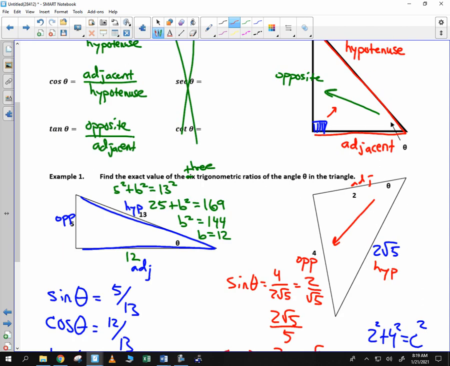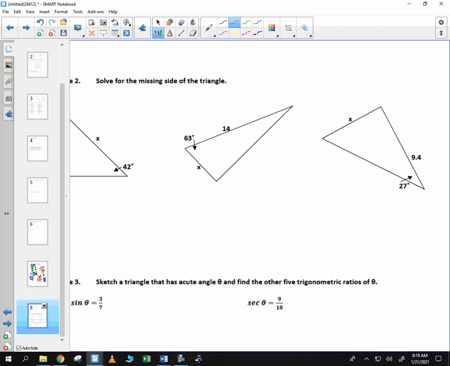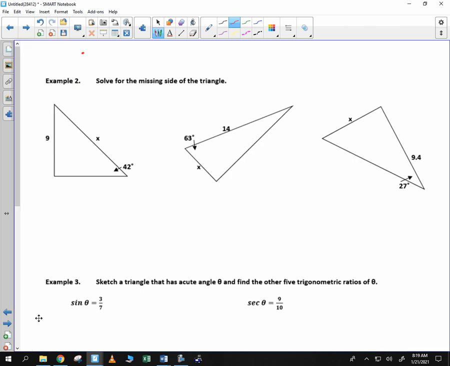Now that you are hopefully clear with some of those pieces, let's work on actually solving for missing sides of a triangle. It says solve the missing side of the triangle. We would like to find the hypotenuse, and we are given the opposite. Because you are given the opposite and finding the hypotenuse, we use sine. Sine of 42 degrees is equal to 9 over x.